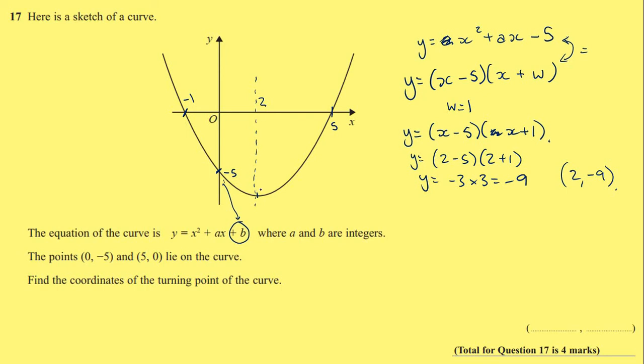Okay, the turning point will always fall over a line of symmetry. And there's a gap of 3 here and a gap of 3 here. That's why I chose 2. That's one way to do it. Another nice way to do it is to use completing the square.